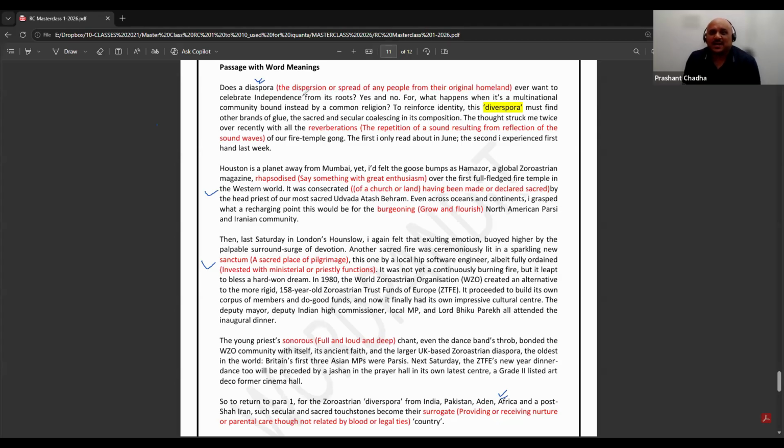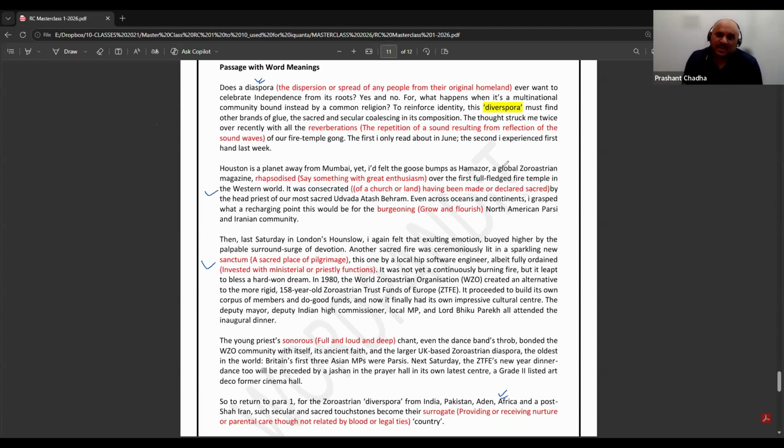So what happens when a multinational community is instead bound by a common religion to reinforce identity, this diaspora, a diversity of individuals spread far and across, must find other brands of glue, sacred and secular, coalescing in its composition. So coming together in its composition. So wherever you have people spread far and wide, you need some form of glue, right? The reason is Parsis in themselves are not in great numbers. It's not a community which is huge. Now imagine them being spread out in different nations. And if they are spread out in different nations, it would not be easy for them to come together.